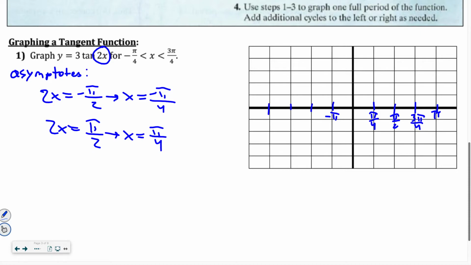Actually, let's keep blue here for a second. So my asymptotes, sorry, negative pi over 4. My asymptotes are at negative pi over 4 and pi over 4. Now, once I have those, everybody feel confident they can find all the rest of the asymptotes? These were 2 units apart, 2 hash marks on the graph apart. So our asymptotes are going to keep going.